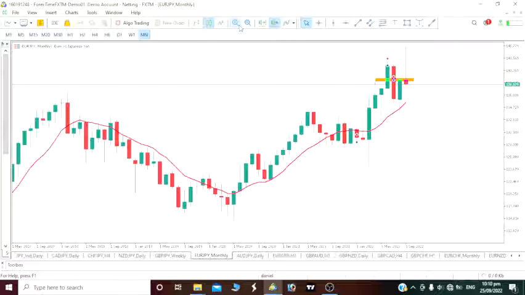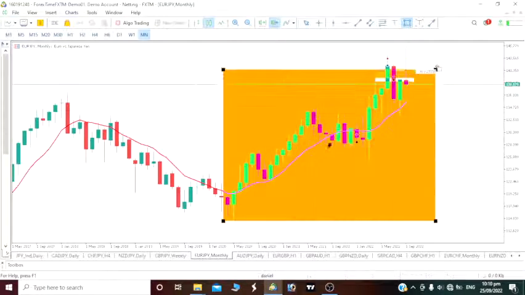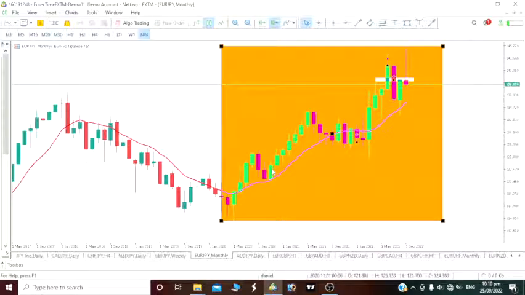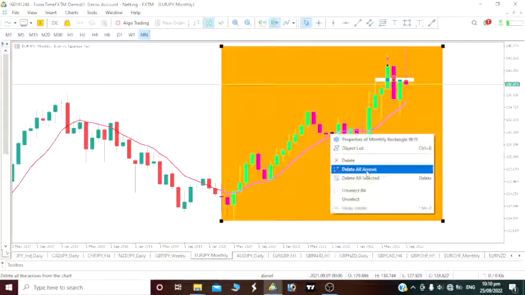Now take a look at this EURJPY. We all can see one movement, right? Since early 2020, EURJPY has actually been giving us that bullish move. You can see the price moving up, right? We are bullish, right?